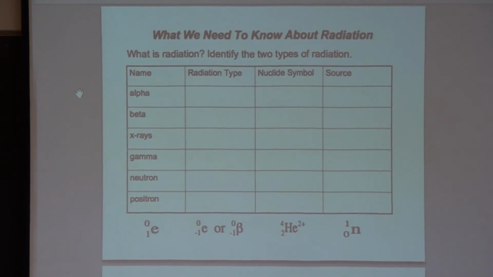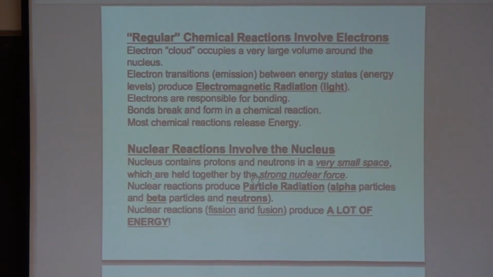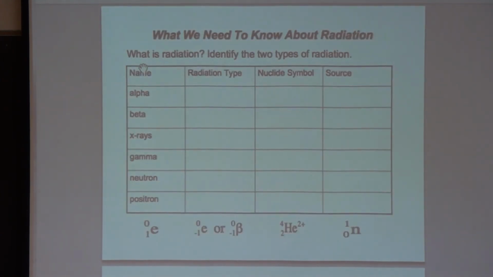So I was trying to figure out what's important about radiation. What is radiation? What are the two types of radiation? Yeah, particle and electromagnetic. Here are some different types of radiation: alpha particles, beta particles, X-rays, gamma rays, neutrons, positrons. Let's identify the radiation type first: is it particle radiation or electromagnetic radiation? What type of radiation are alpha particles? Particle. Note they're called alpha particles, not alpha rays. What about beta particles? Particle radiation. What about X-rays? Electromagnetic. What about gamma? Electromagnetic. Gamma rays are a type of electromagnetic radiation.